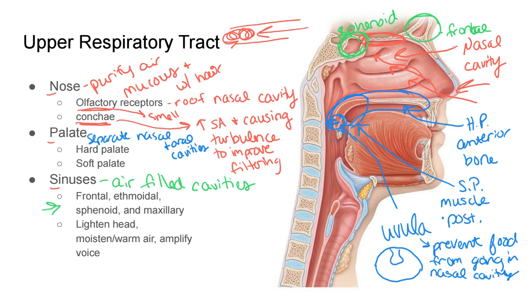Their job is going to be to help basically lighten your head so it's not solid bone. They're going to moisten and warm up the air. They are also lined with mucus, so that helps them moisten and warm up the air. And they help amplify your voice. Think about when you have a cold or a sinus infection, how your voice can kind of change a little bit. That's because these sinuses are filling, that mucus is being overproduced, and they're filling with mucus, which makes our voice sound a little bit different.